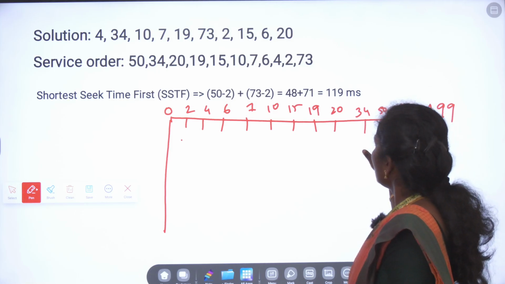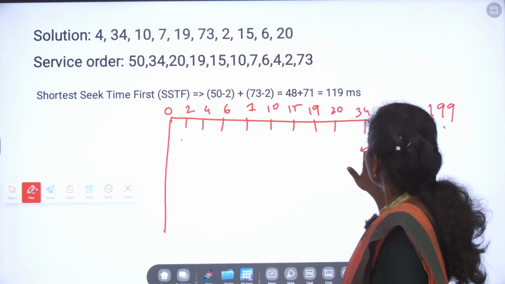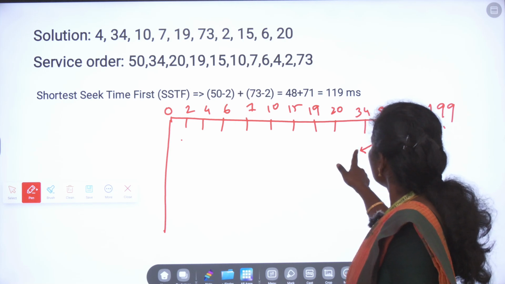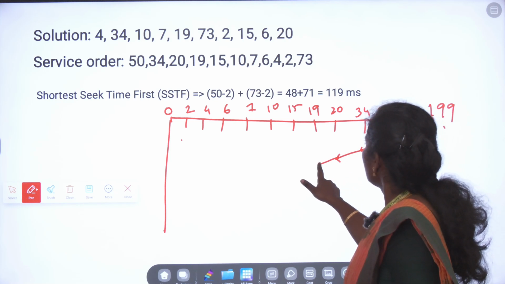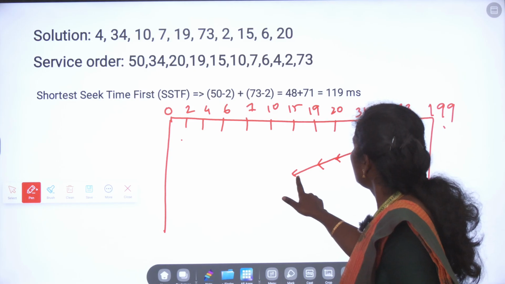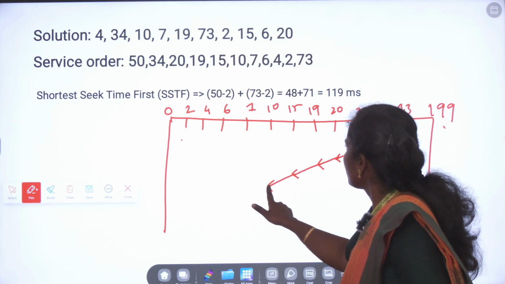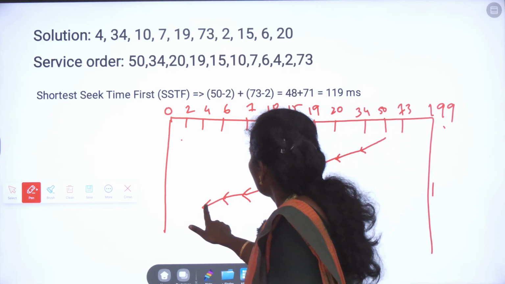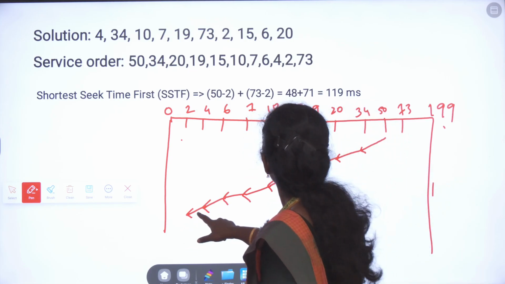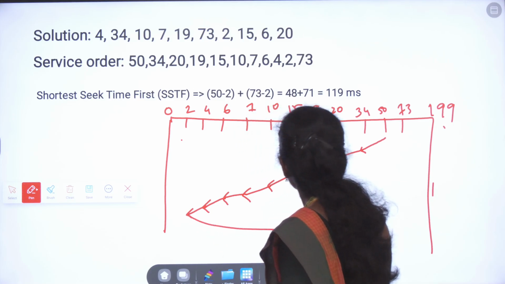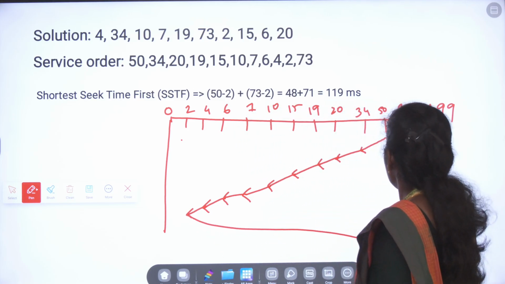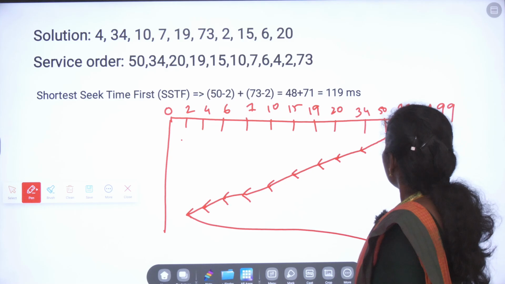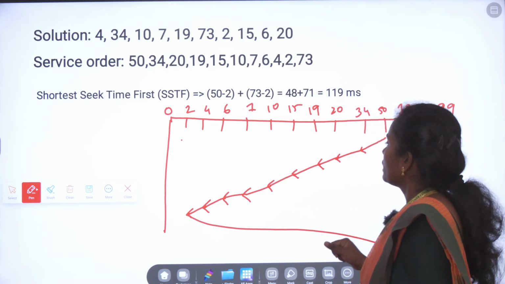Currently, my head is at 50, as given in the question. So I start here, and traversing, 34 is the nearest compared to 73, and then 20 is nearer, and then 19, then 15, then 10, then 7, 6, 4, 2. Afterwards, the remaining request is 73.